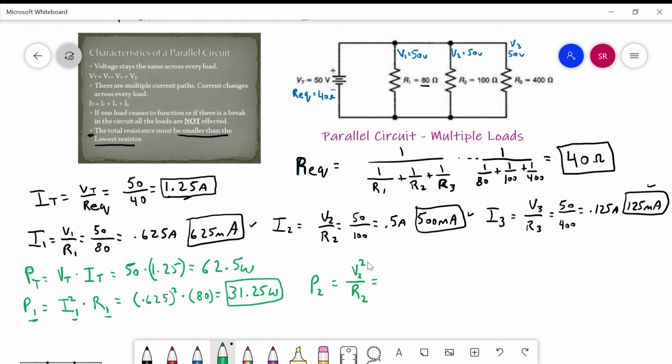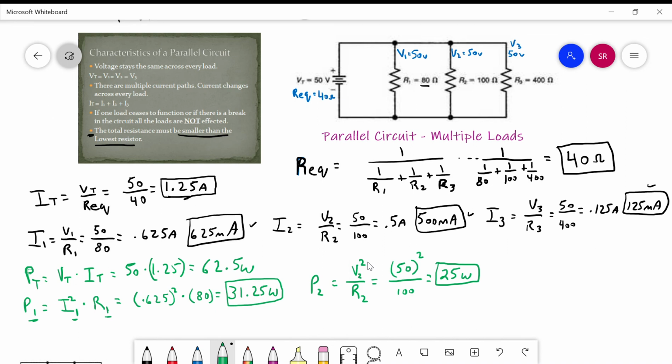So what does that look like? My V2 is going to be 50, of course, and I'm going to square this, divided by R2. My R2 is 100. What do I get for P2? I got 25 watts. Now remember, my P1 plus P2 plus P3 should equal 62.5 watts. Already, I know my P1 is 31.25 watts and my P2 is 25 watts.